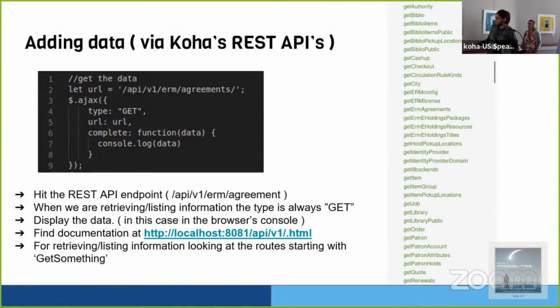If you want to see what all you can get from the REST API and put into a page, you can go here to whatever your staff client URL is, API v1.html. It'll show you all this stuff. And much more. I couldn't even fit all of the things onto this slide.